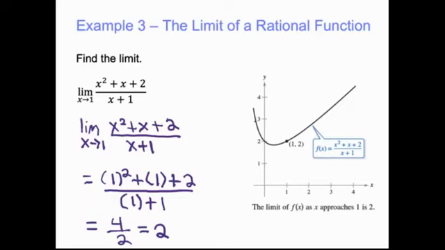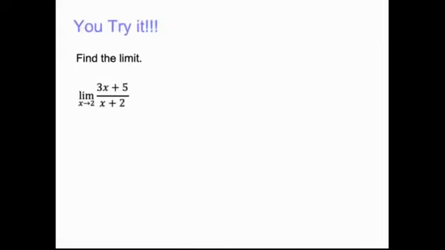Notice that the answer that we got is validated if you look at the graph on the right. You can see the limit as x approaches 1 is equal to 2. Now it's time for you to practice theorem 1.3. You're going to be looking for the limit as x approaches 2 of 3x plus 5 over x plus 2. So please pause the video and work this limit and then unpause it and see if you have a solution that matches mine.